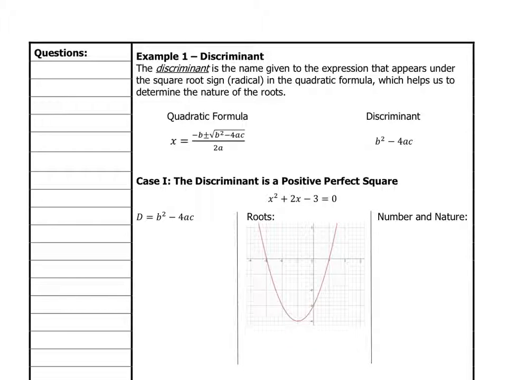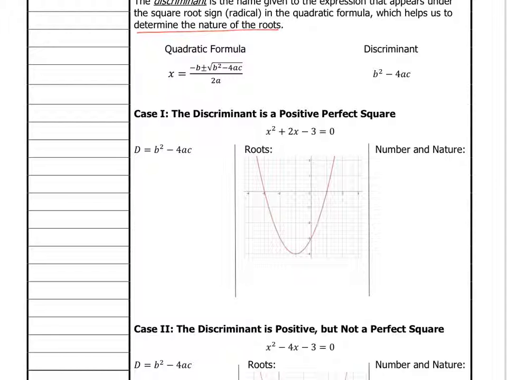So as I mentioned before, the discriminant is the name given to the expression that appears under the square root sign, or that radical, in the quadratic formula. And it helps us to determine the nature of the roots. So we're going to look at 4 different cases here where we find the discriminant, we actually calculate the value, then we look at where the roots are, and then we talk about how many there are and the nature of them, being whether they're real or imaginary, rational or irrational, equal or unequal.